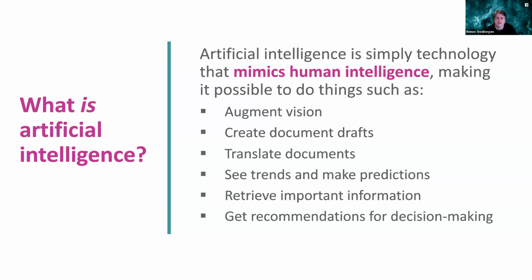And then you can also use artificial intelligence to be able to see patterns or trends and then make predictions from there. You can retrieve information, not just in a traditional search way, where you have to know a keyword that matches, but artificial intelligence makes it possible to find synonyms, for instance. So that's helpful. And then, of course, getting recommendations for decision making. The recommendation part of that is really important because AI, at least at this stage and for the foreseeable future, should not be making really important decisions itself. We always want to have a person reviewing those decisions.